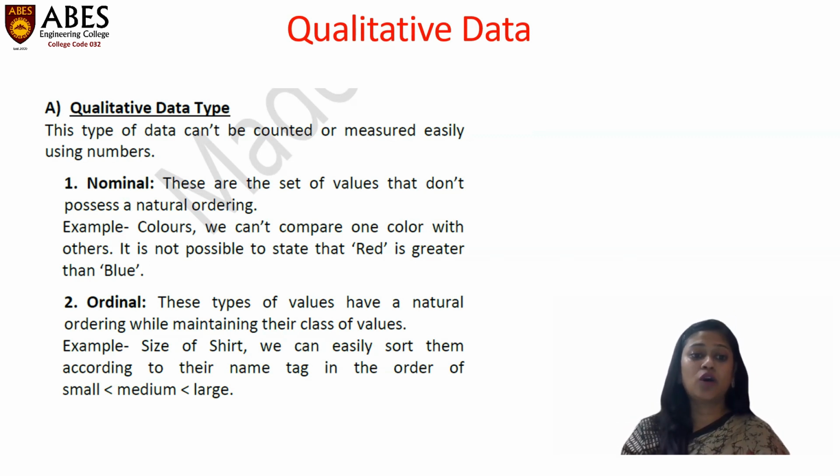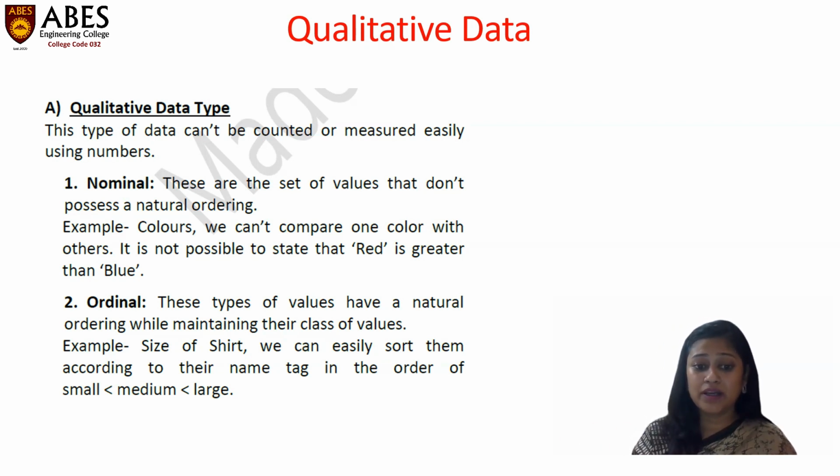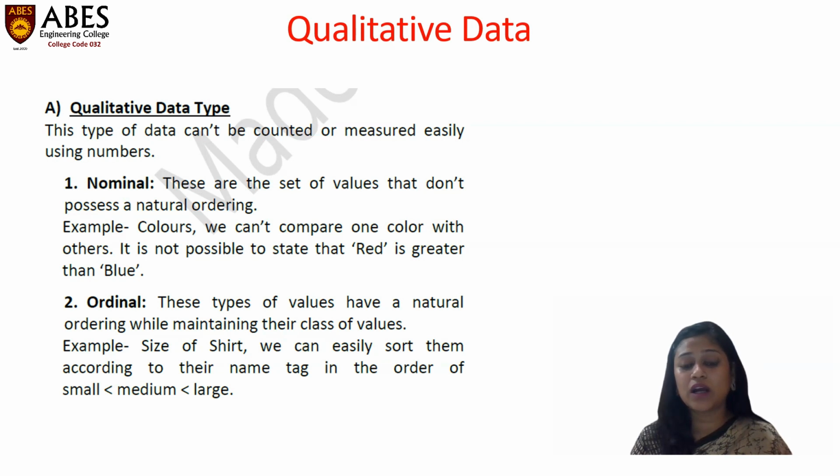So again, qualitative data cannot be counted easily using numbers. It can be nominal or ordinal. In nominal, there is a set of values that don't possess a natural ordering. For example, if I'm talking about color, I cannot compare one color with another. We can do that in terms of good, best, better as our likeness, but we can't compare in terms of greater than or less than. It's not possible to state that red is greater than blue. So colors we can't compare.